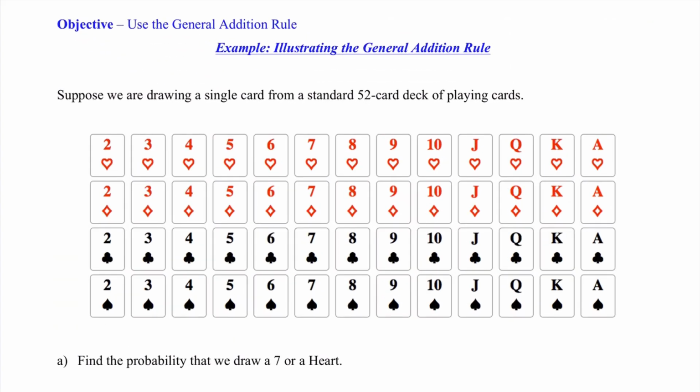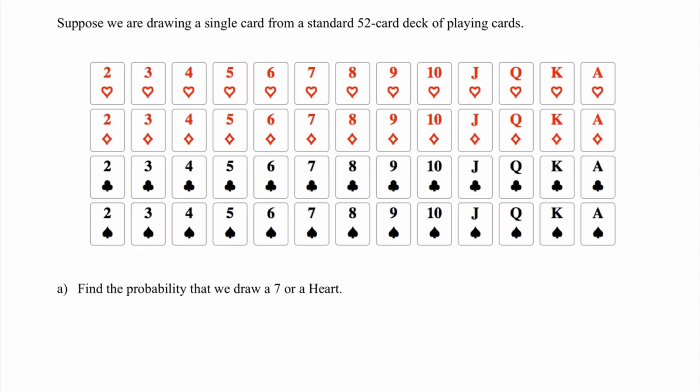Now that takes us to our next objective, which would be the general addition rule. We're jumping right into an example again, where we're presented. Suppose we are drawing a single card from a standard 52 card deck of playing cards. Now we've been given the entire sample space to make this a little bit easier visually. Part A asks, find the probability that we draw a 7 or a heart. Trying to build from previously, we're looking for the probability that we have a 7 or a heart. And a lovely heart we have.